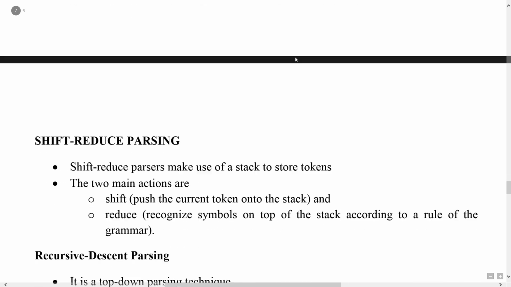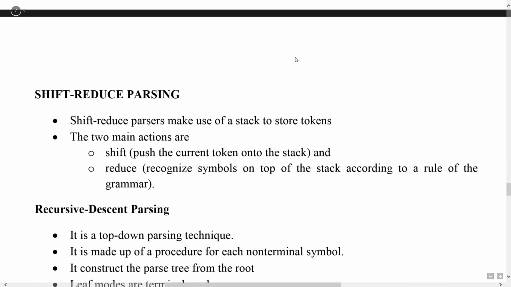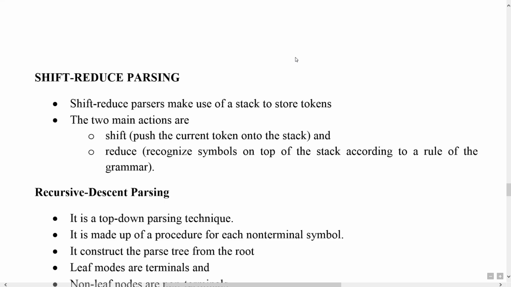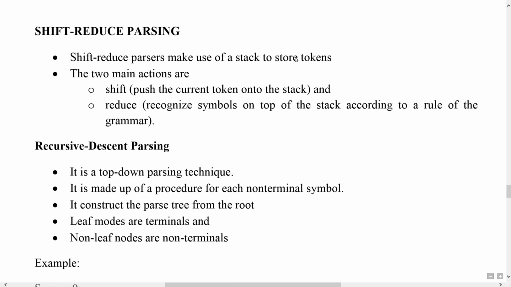The next one is shift reduce parsing. The shift reduce parser makes use of a stack to store tokens. Here in shift reduce we are using the input stream and a stack. Every symbol in the input stream is moved to the stack, and when it matches the corresponding grammatical rule, it is reduced to the grammatical symbol, that is the non-terminal.